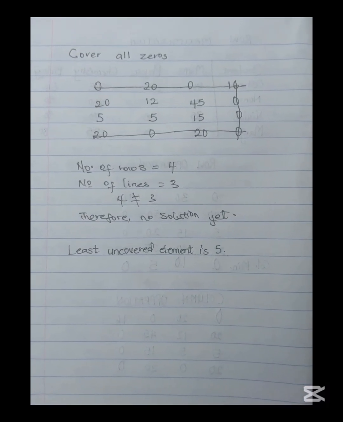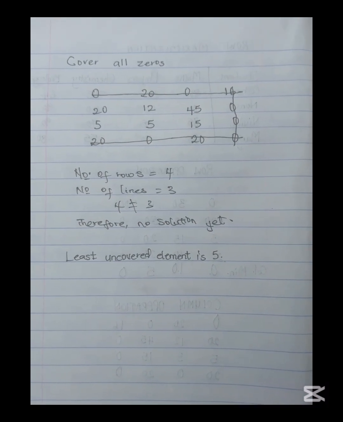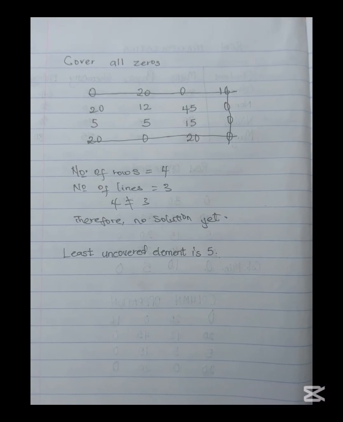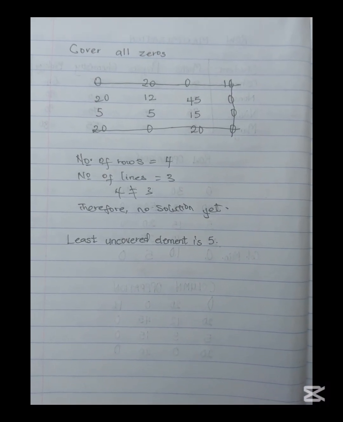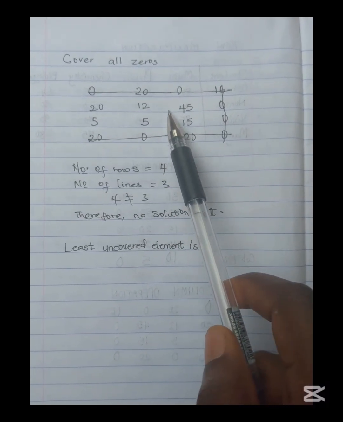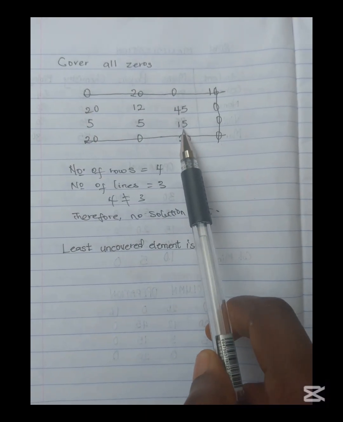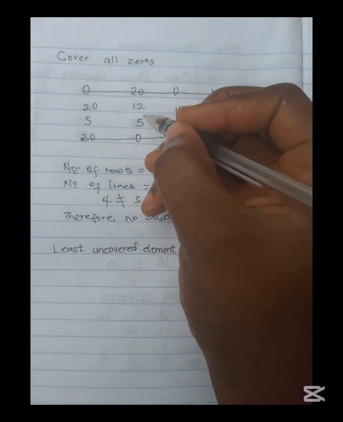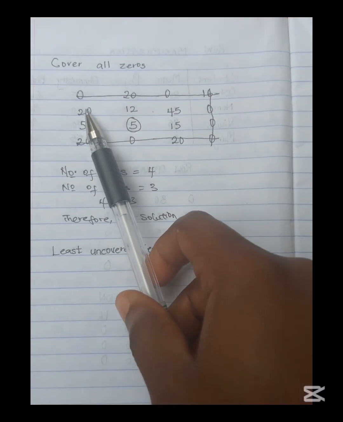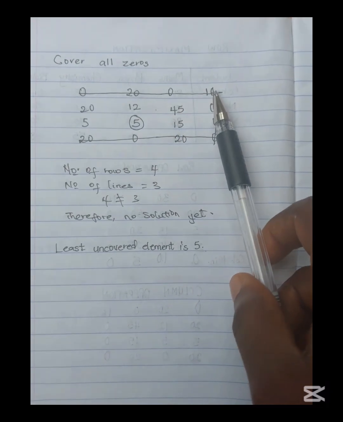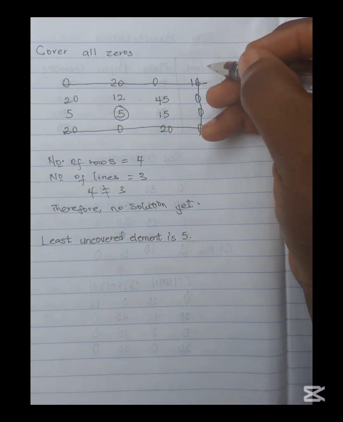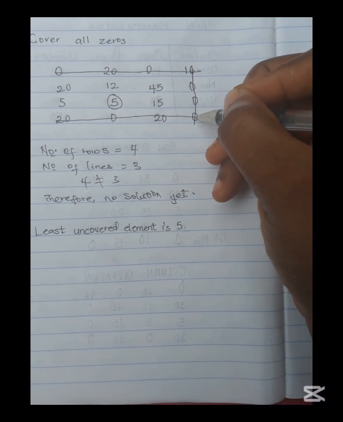Now the next thing to do is to identify the least uncovered elements. If you don't really understand, I will refer you back to my previous video where I explained everything that you need to know. Now, we identify the least uncovered elements, which is we have 20, 12, 45, 5, 5, and 15. So the least uncovered element here is 5. So we are going to subtract 5 from every other uncovered element, and we will add it to this place where the two lines meet. We are going to add 5 to 16 and to this 0 here.